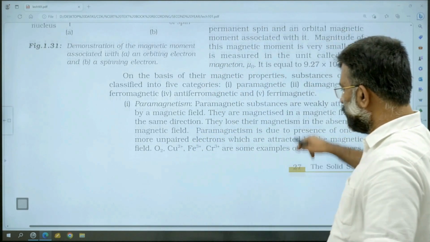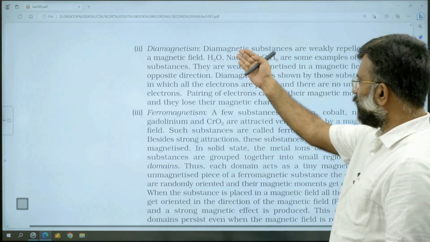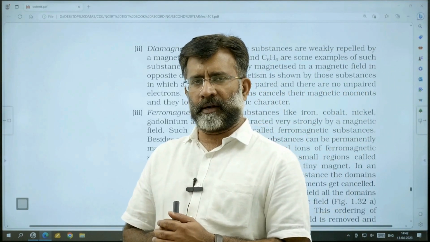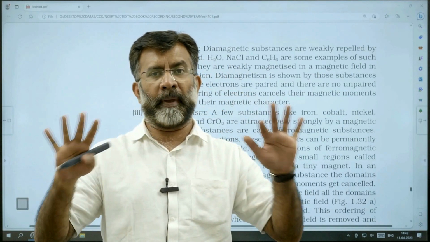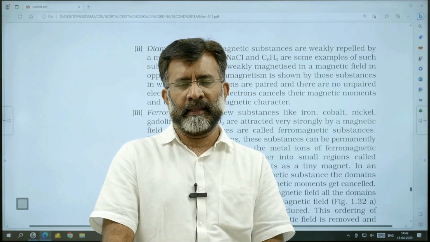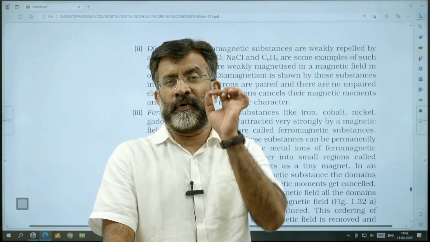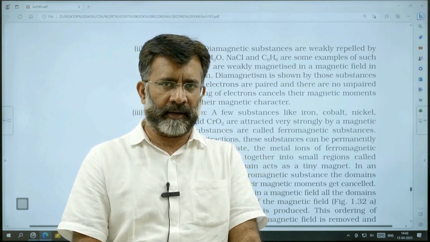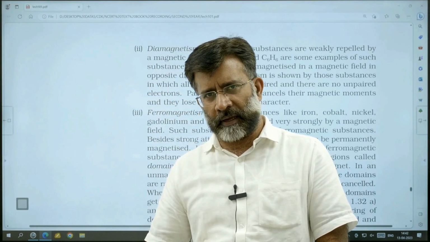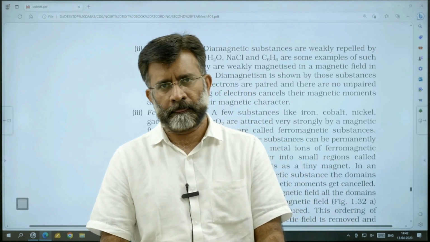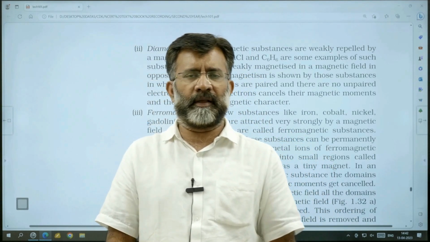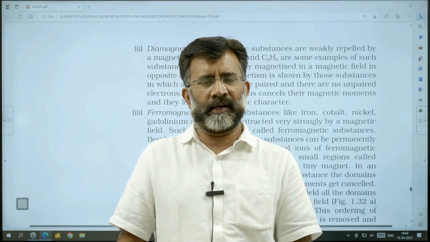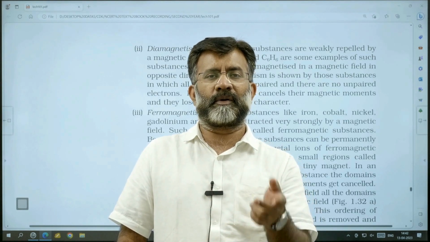Now, what about diamagnetic substances? Example, water, NaCl, benzene. A lot of molecules are diamagnetic in nature. Diamagnetic means all the electrons are paired. They experience a weak force of repulsion when introduced into a magnetic field. So a weak force of attraction in the magnetic field is paramagnetic, a weak force of repulsion in the magnetic field is called diamagnetic. Unpaired electrons cause paramagnetism. All paired electrons cause diamagnetism.